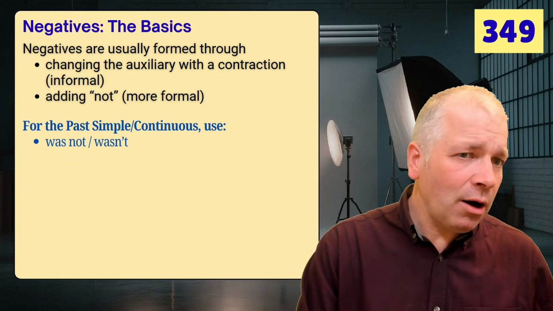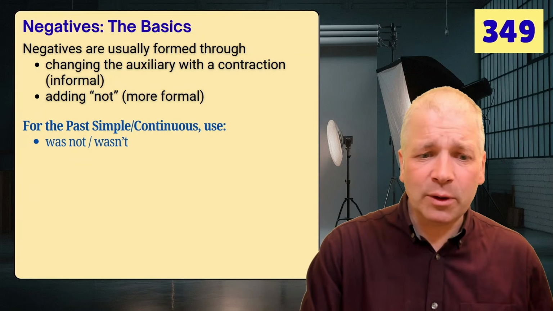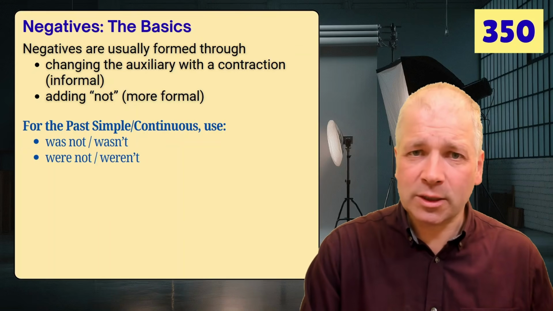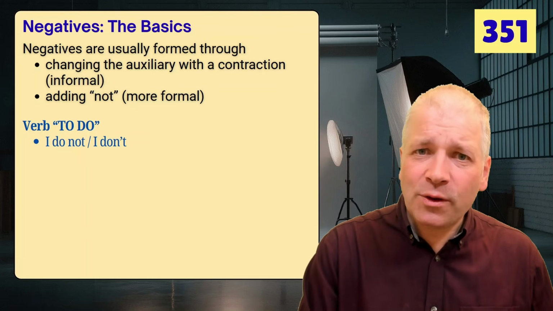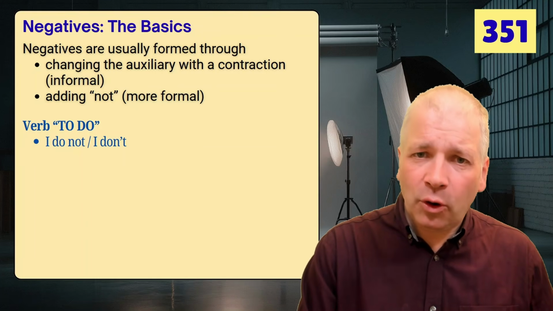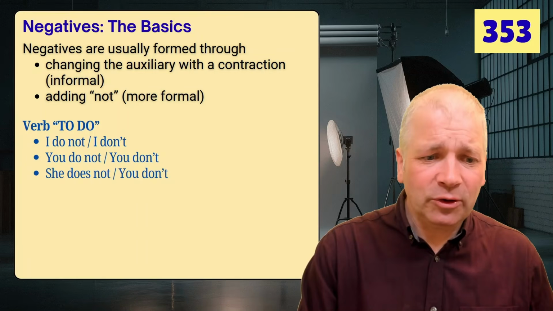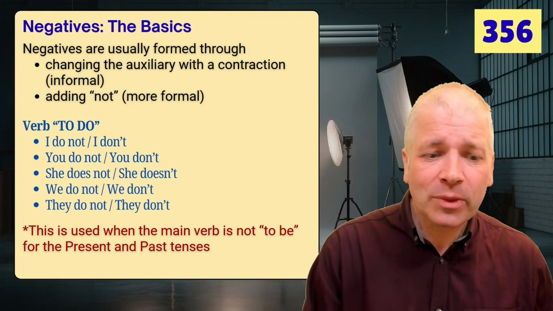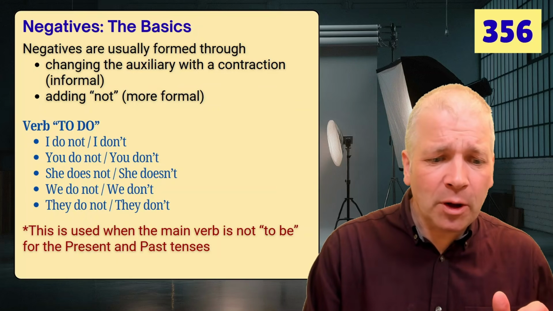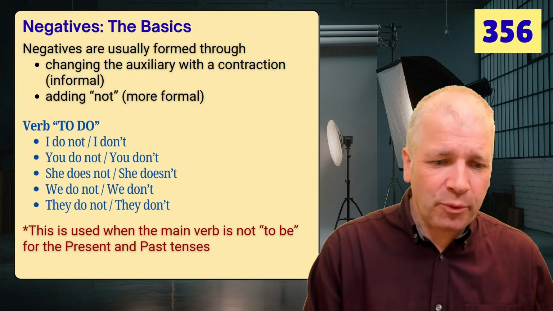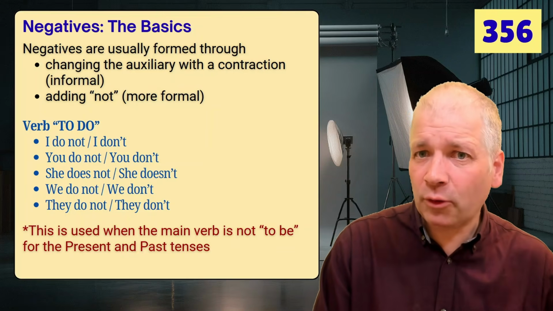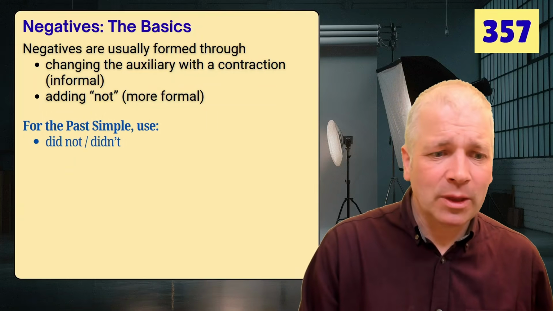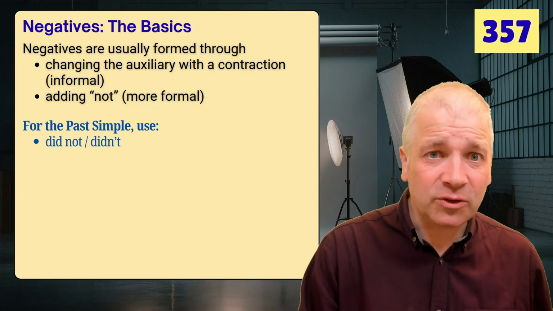Now, if we are talking about the past simple or continuous, then was not or wasn't, and were not and weren't. Now with the verb to do. I do not or I don't, you do not or you don't, he does not or she doesn't, we do not, we don't, they do not, they don't. So this is used when the main verb is not to be for the present or past tenses. If the main verb is not to be, then we use to do, apart from one exception I'll come to in a moment. For the past simple, did not or didn't.